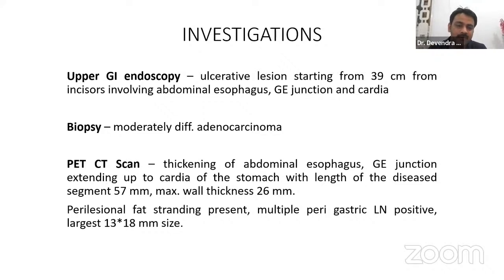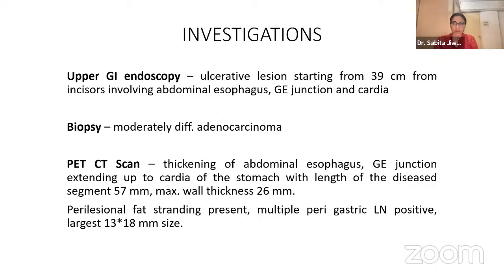Similar finding, 57 millimeter length involving lower esophagus, GE junction extending up to the cardia, wall thickness around 26 mm. And there is perilesional fat stranding along with multiple perigastric lymph nodes.